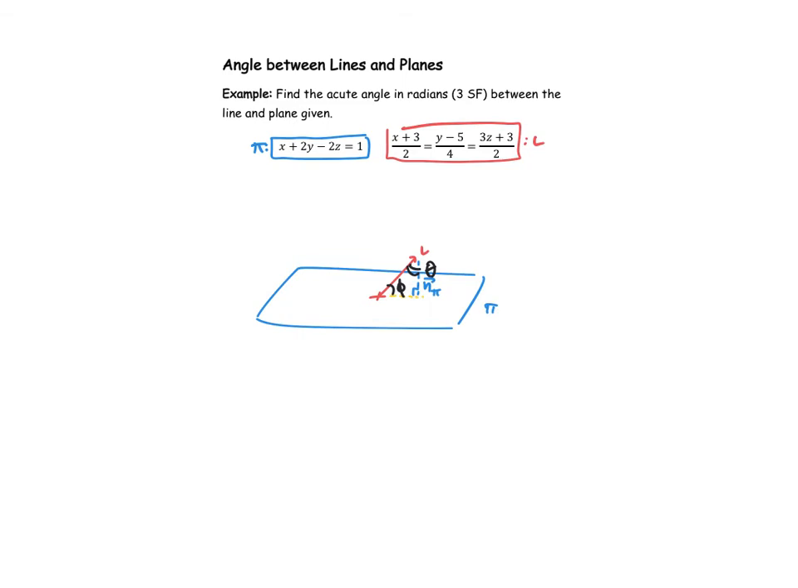So essentially I'm going to find theta, which is the angle between the normal and the direction vector of L. I'm using the same formula I just did on the last page. The cosine of theta is going to be equal to the direction vector of L dotted with the normal of pi, over the magnitude of the direction vector of L times the magnitude of the normal of pi.